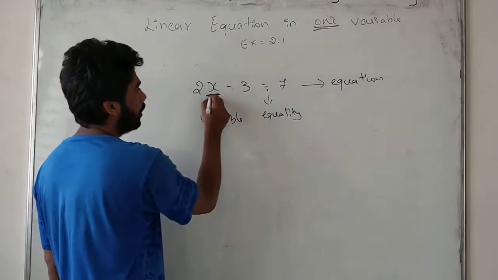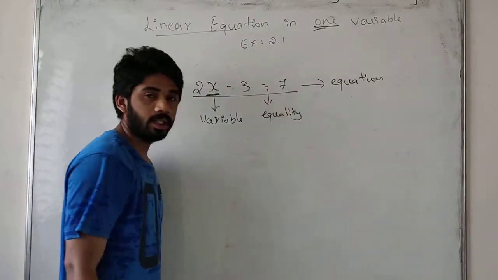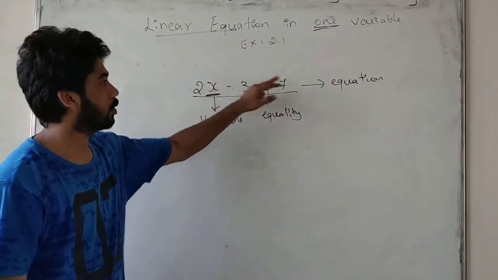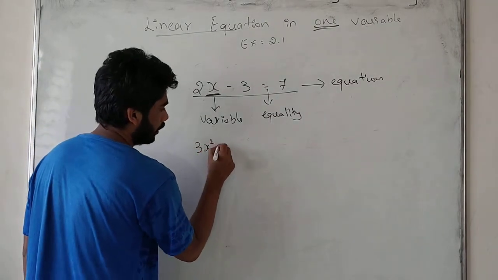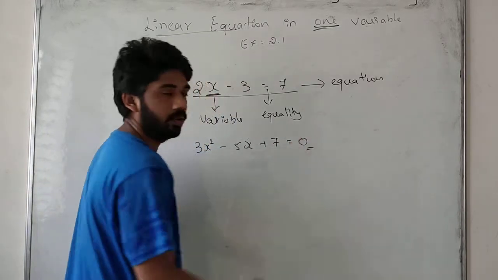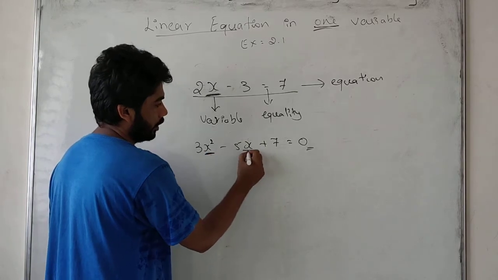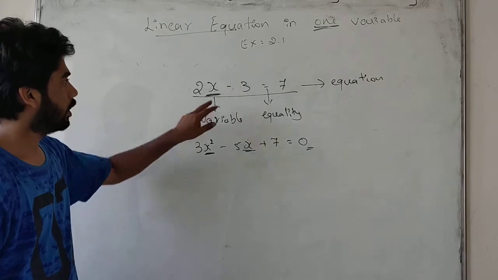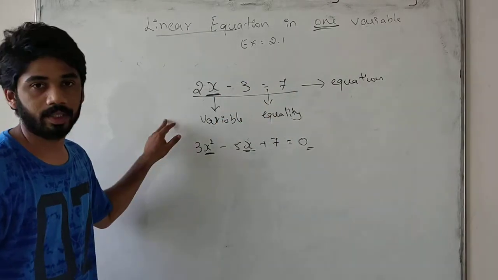Students, see here, one variable. We are making a linear equation. This is a linear equation with one variable. One more example: 3x squared minus 5x plus 7 is equal to 0. This is also a linear equation in one variable. Why? Because here we are getting one variable. Here one variable means we have one variable, so it is called a linear equation.